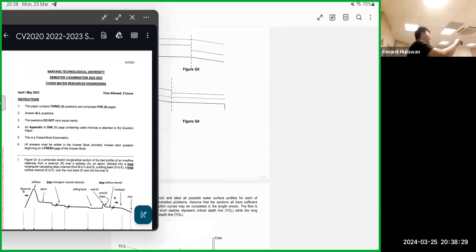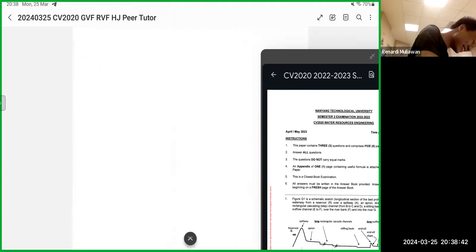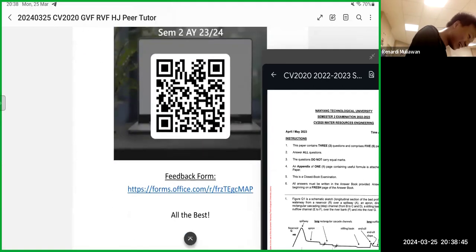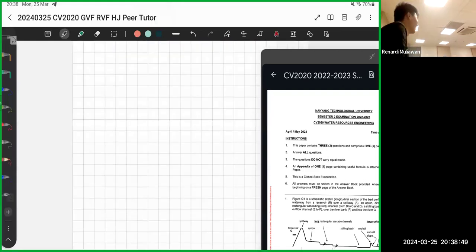Okay, this is the most challenging paper for CV 2020 for the past 2 years, in my opinion. So don't be surprised. It looks terrifying. That's why when this came out last year, I was teaching this module also, and I was like, holy smokes.